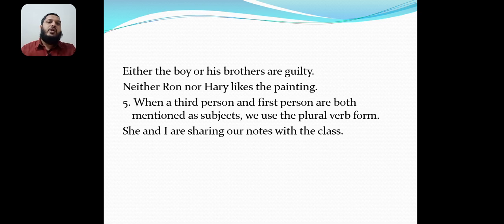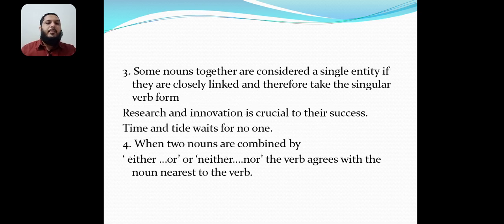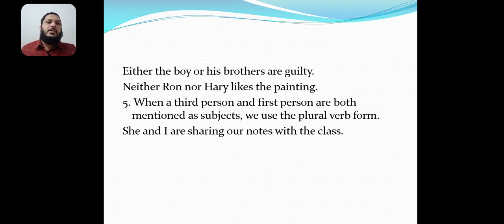So look at rule number 4. When two nouns are combined by either or neither nor, the verb agrees with the noun nearest to the verb. So here, either the boy or his brothers are guilty. The noun nearest to the verb is his brothers. This is plural, so we have used a plural verb.